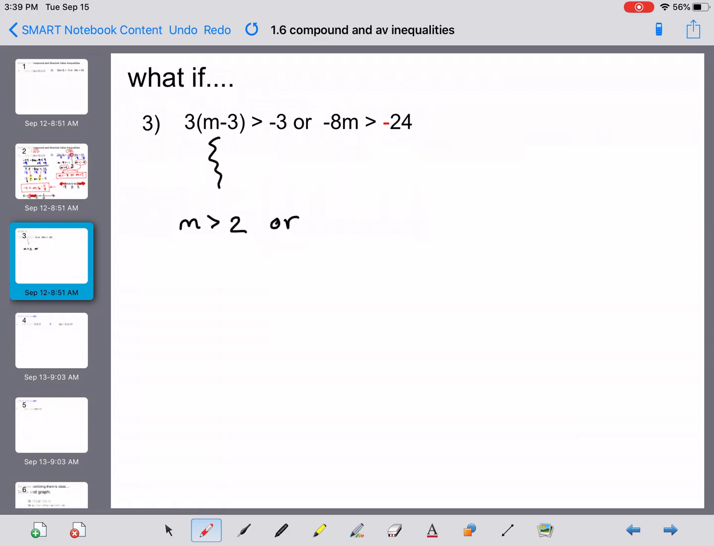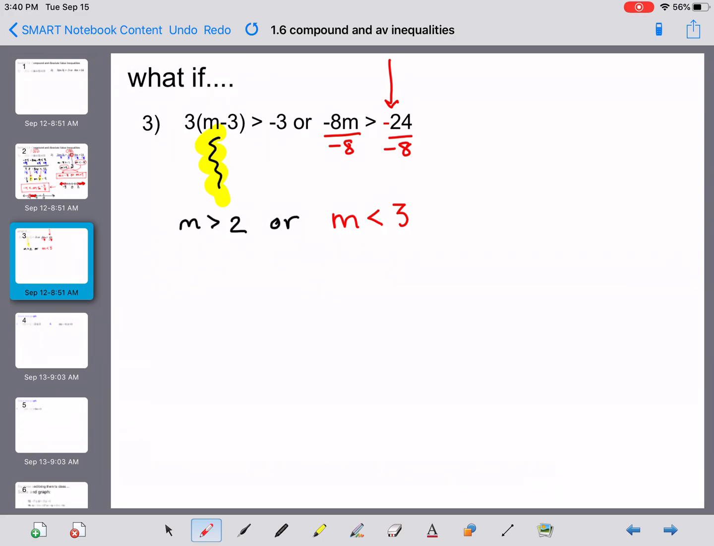Now we're going to say what if. So what if I changed the problem and the only thing I did differently this time was I just made that a -24. The whole rest of the problem stayed the same. So I put this little squiggle here because this side of the equation would all still be the same. M is greater than 2. But what would happen on this other side? You would divide by -8. It would still flip the sign, but this time your answer would be 3.